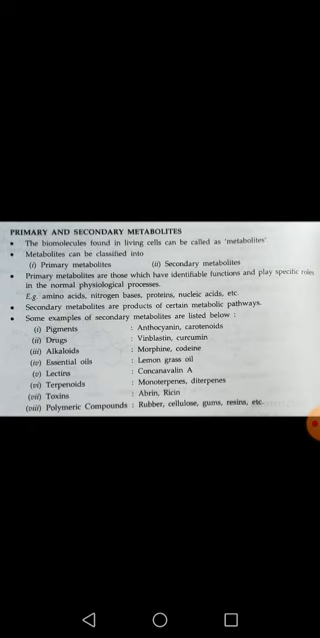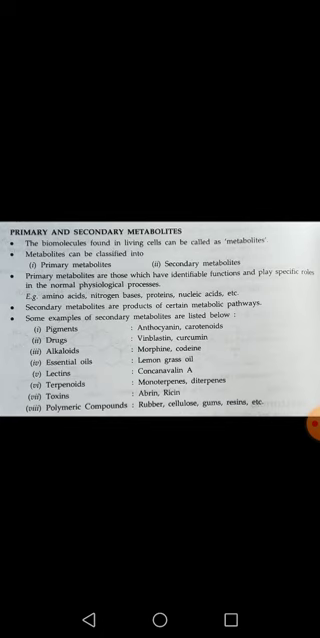Some terpenoids, ठीक है, like monoterpenes and diterpenes, these are the examples of secondary metabolites. There are some toxins like abrin and ricin, these are also the secondary metabolites. And there are various polymeric compounds like rubber है, cellulose है, gum है, resins हैं. ठीक है, and we are using different types of spices. ठीक है, these are also the example of secondary metabolites.